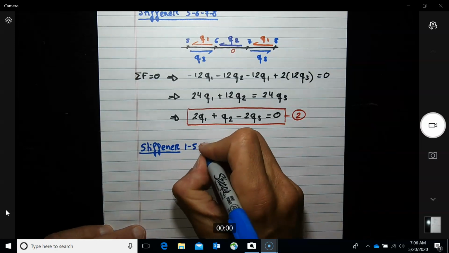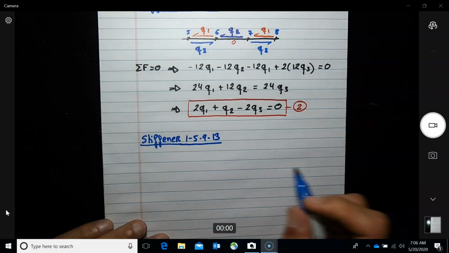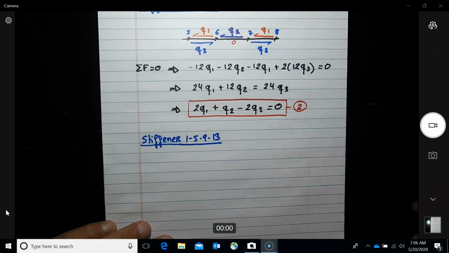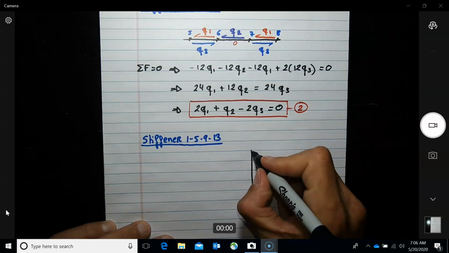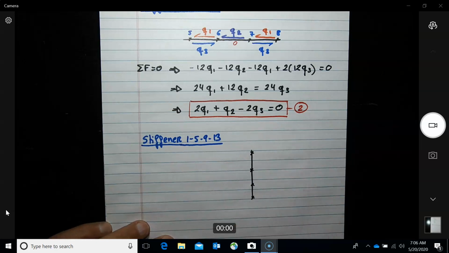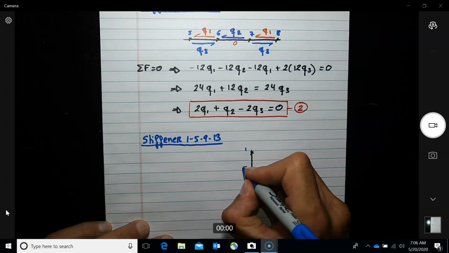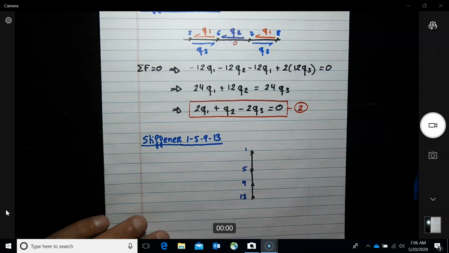1, 5, 9, 13. Okay, so this one is going that direction. So 1, 5, 9, 13. Okay, so let's see what we have.